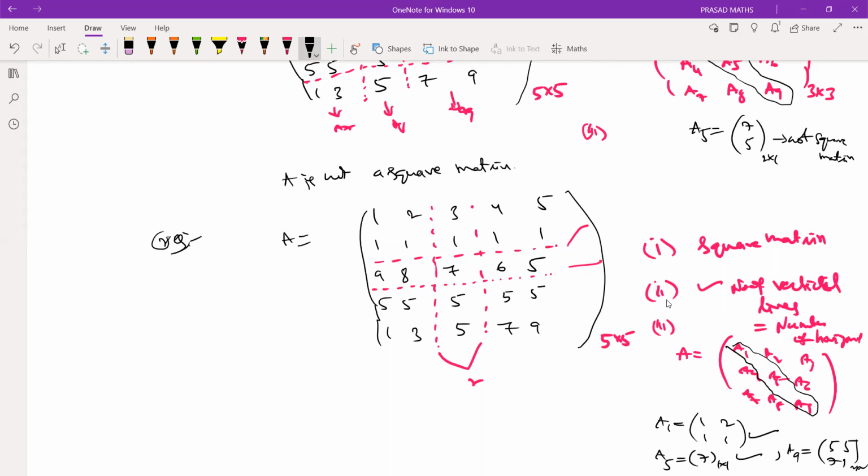Therefore, all diagonal blocks are square matrices. Therefore, it is a square block matrix. Therefore, the given matrix A is a square block matrix. Is it clear, all of you?